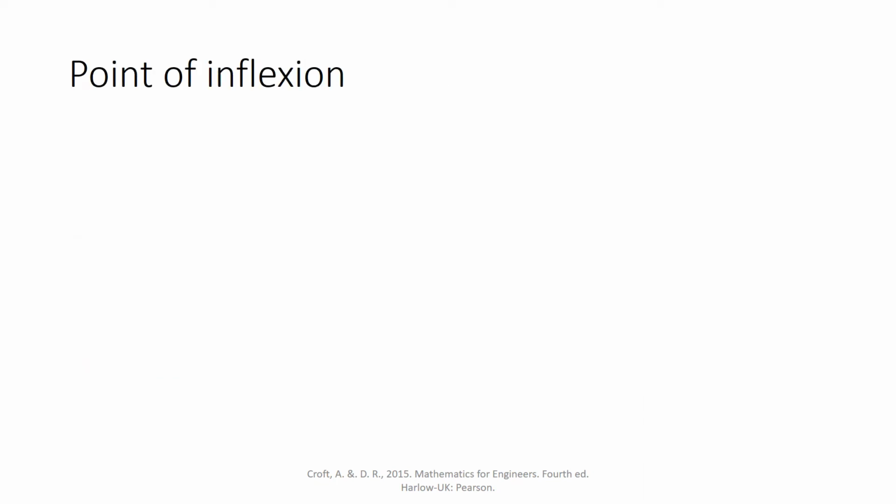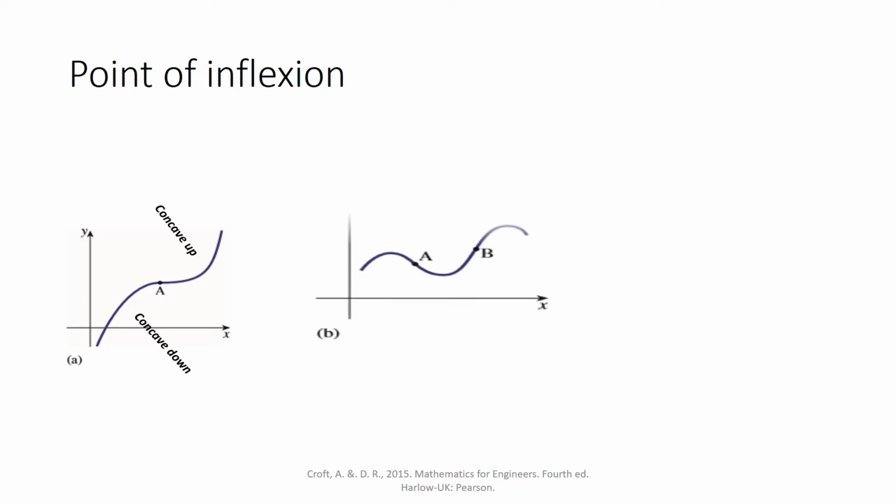Concave up and point of inflection. In this curve, before A, the curve has concave down behavior and after B, the curve is concave up. So point A is a point of inflection. Concave down, concave up. So it justifies that point A is a point of inflection.